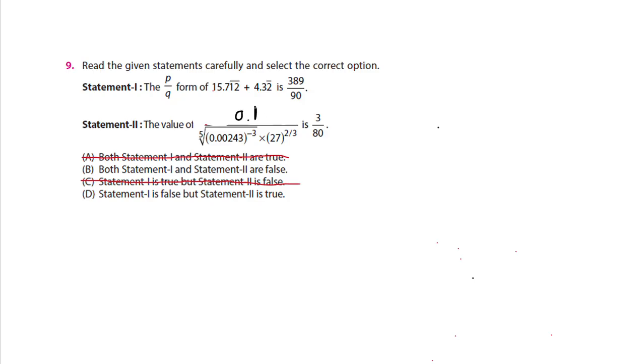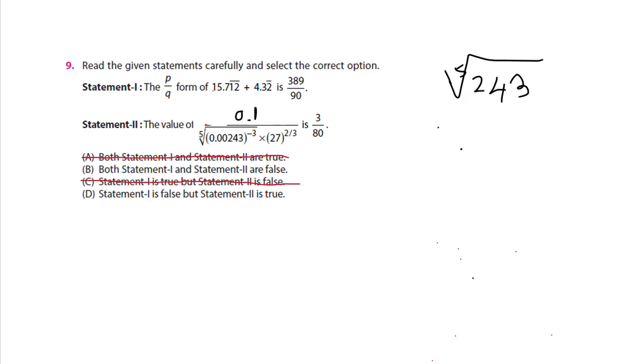Okay, so now what? Well, we can try to simplify the denominator as well. And what we have there is 0.00243 to the power negative 3. So 243, we can identify the fifth root easily, but if you know by heart the fifth root, you obviously know the answer, but I will explain it to you.